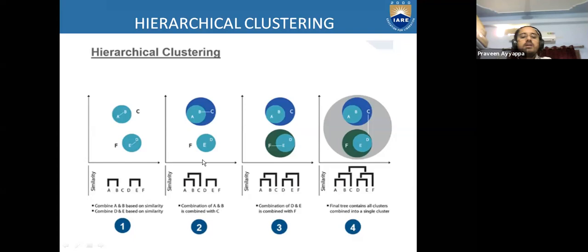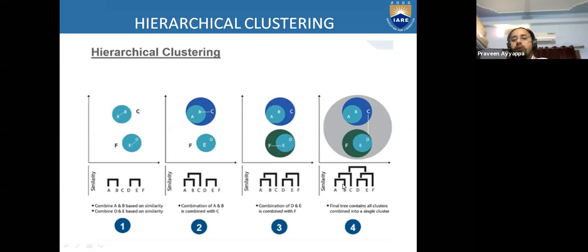Even after adding C into A and B, we got one cluster, and here another cluster we have. Here also, after C combining with A and B, we have one cluster, and F combined with D and E, another cluster. In turn we have AB as one cluster, and D and E as another cluster. Thereafter, the final tree contains all clusters combined into a single cluster. So this is one cluster and this is one cluster, which are combined together to form a big cluster here once again, which is nothing but the hierarchy of clusters.